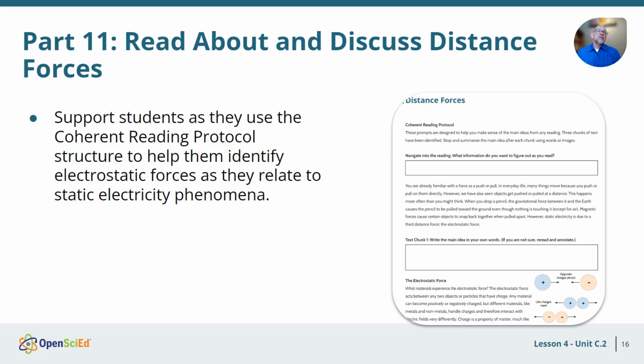The last key moment I'll mention in the sense-making loop is in loop 3, part 11. Read about and discuss distance forces. The reading uses a coherent reading protocol in which sections of the reading are chunked, followed by a prompt to have students write the main idea in their own words. I found this protocol to be very useful in helping students to slow their reading and search for the big ideas. And this particular reading has several big ideas linking matter, electrostatic forces, and fields together. It also primes students for the discussion that follows the reading.